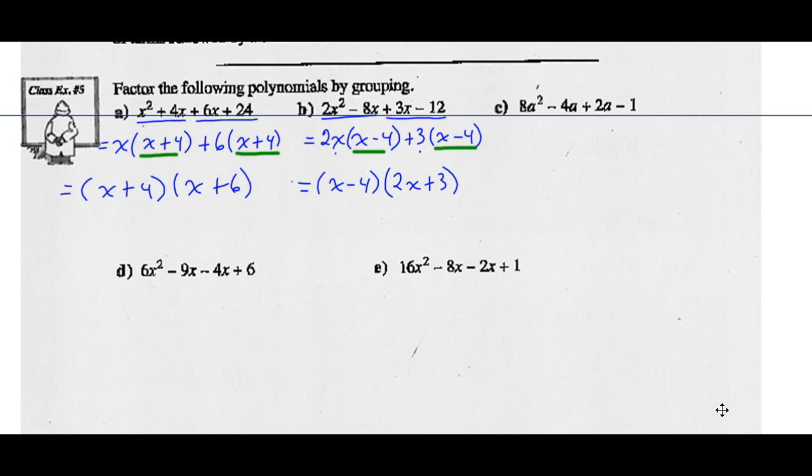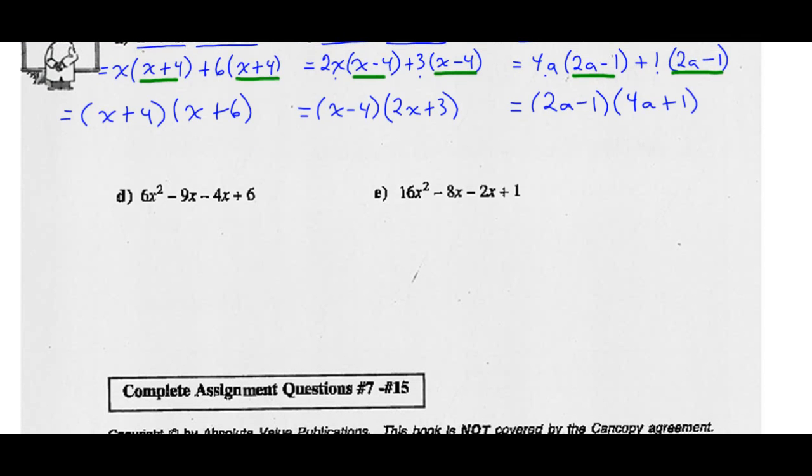Let's look at part C. Common factor of 8a squared and minus 4a. I can take out a 4a. 8a squared divided by 4a is 2a. Negative 4a divided by 4a is a minus 1. I look at the last two terms, plus 2a minus 1. Well, there's nothing common there, so anytime there's nothing common, you still factor out a 1. So 2a divided by 1 is 2a. Negative 1 divided by 1 is still minus 1. I now have a common binomial factor of 2a minus 1. So I'm going to factor out 2a minus 1. I'm left with 4a plus 1. And you're done factoring by grouping.